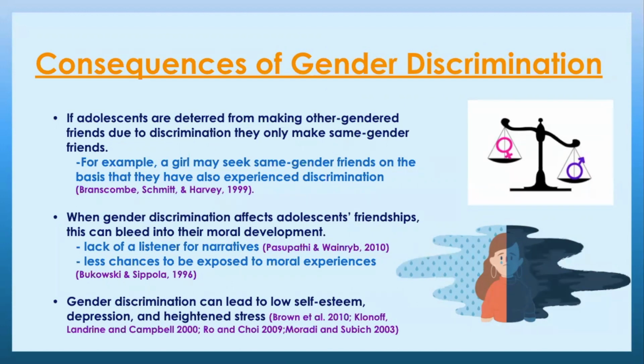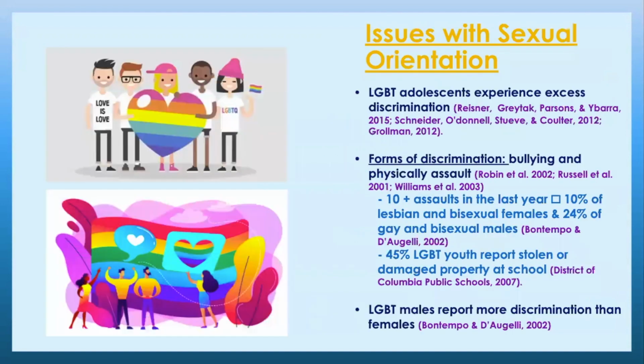When gender discrimination affects adolescents' friendship, this can also bleed into moral development. For example, with less friends, adolescents can be missing listeners for their moral narratives, or can be less exposed to moral experiences of others. Furthermore, gender discrimination can lead to low self-esteem, depression, and heightened stress in youth.